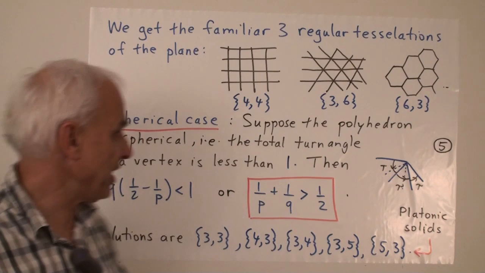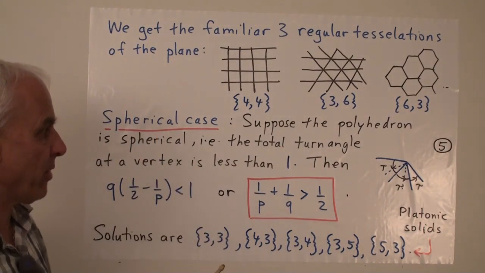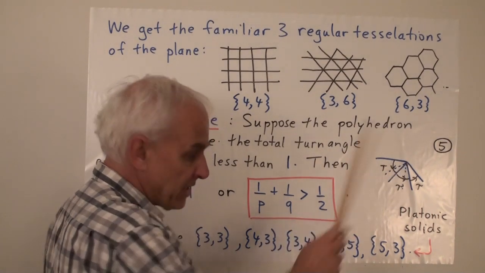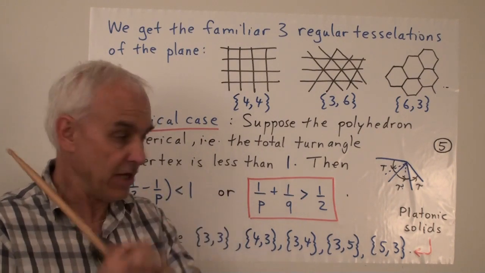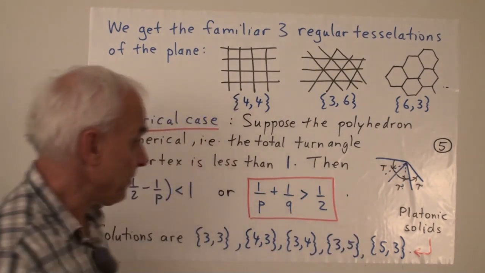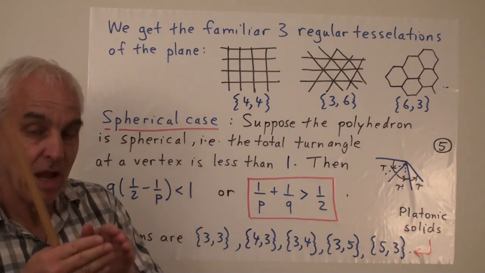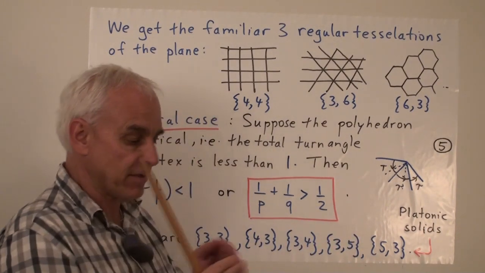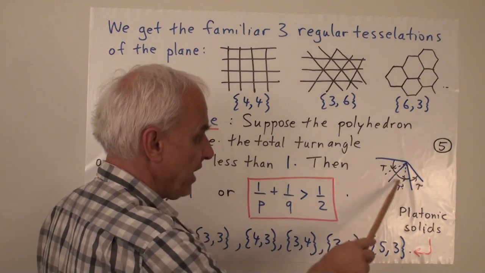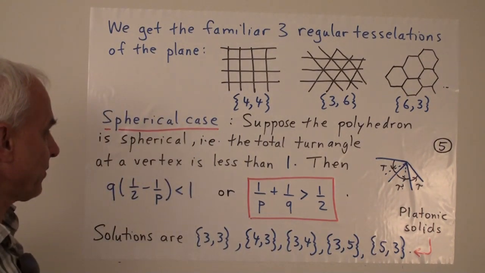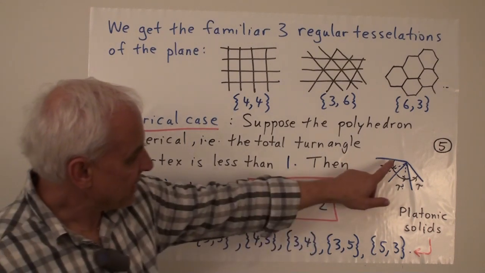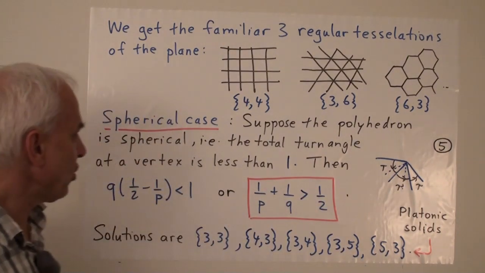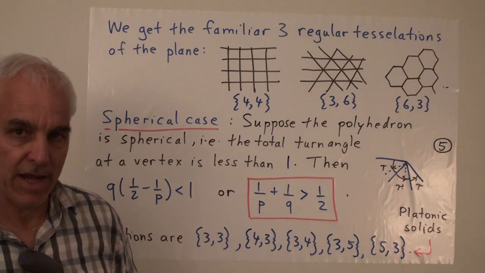Now let's have a look at the situation in the spherical or polyhedral case, where we have a polyhedron in space. So we're looking again at a vertex of our polyhedron, and at that vertex we're assuming that we have q p-gons coming together. Each p-gon has a turn angle of tau at a vertex, and there are supposed to be q of these around that vertex. Okay, so what happens now is that the sum of all these q taus, the sum of all these turn angles, is not going to be equal to 1 as it is in the planar case.